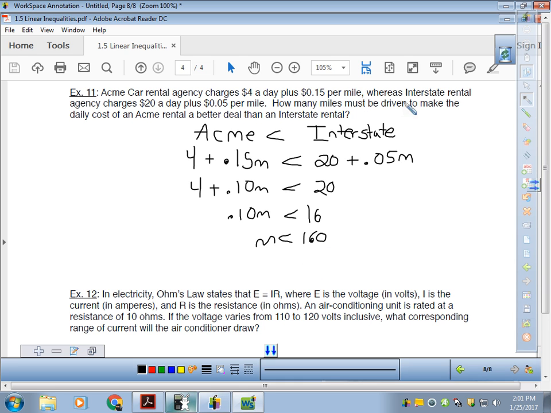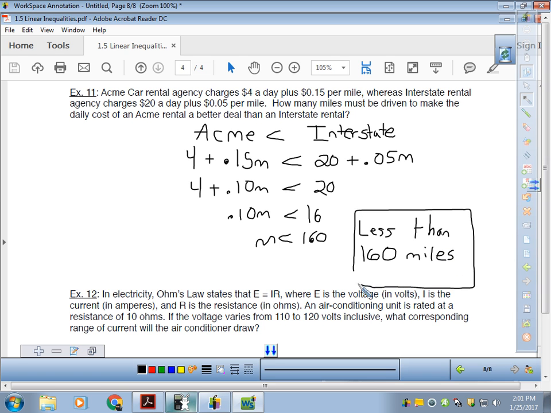So how many miles must be driven to make Acme the better deal? Well, if you read this expression, it needs to be less than 160 miles. And I will apologize about my handwriting. I'm writing this with the mouse right now because the tablet is not cooperating.